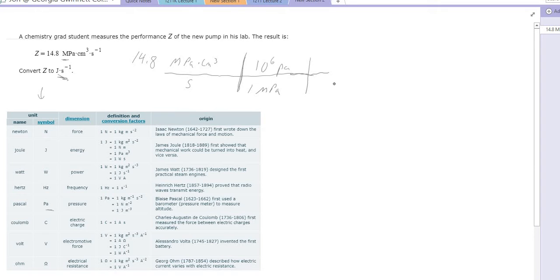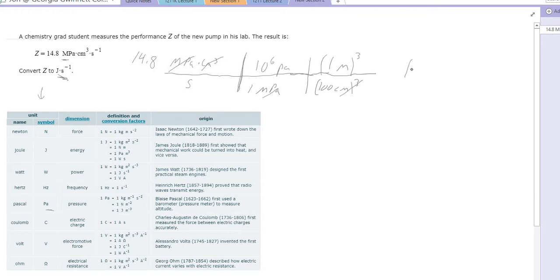I also know that there are 100 centimeters cubed for every meter cubed. Okay, why do I put that there? Because I'm trying to get these centimeters cubed to cancel out so I get in units of meters. That's the reason why I convert those centimeters cubed into meters. Okay, and those megapascals are going to cancel out.